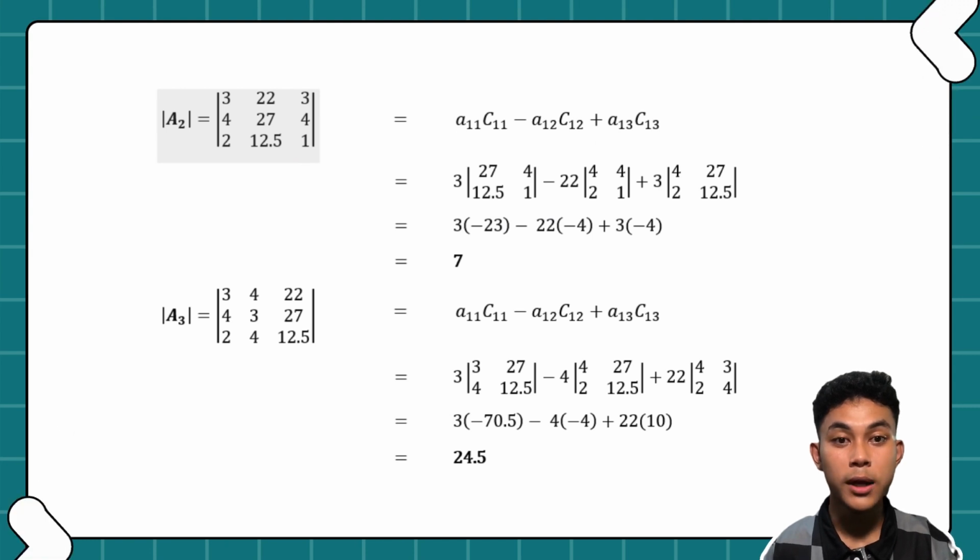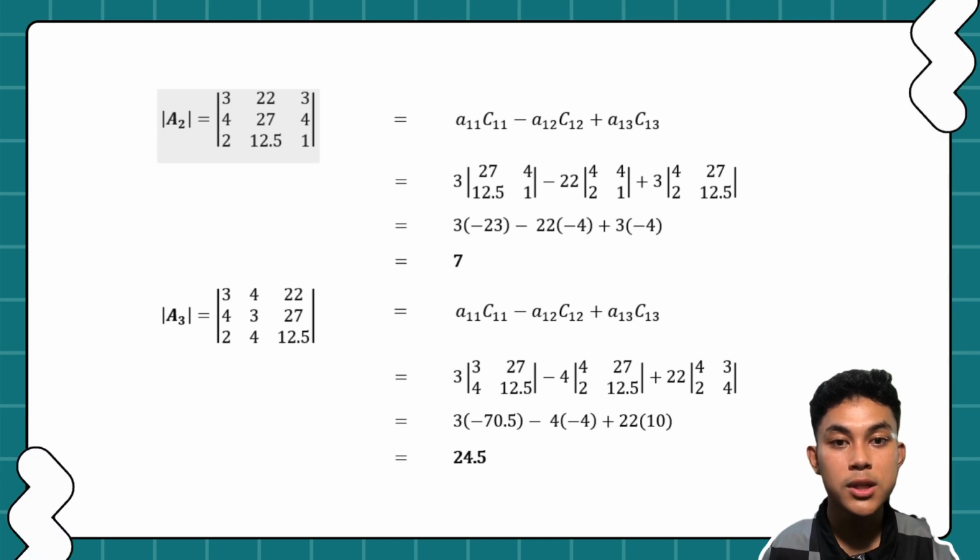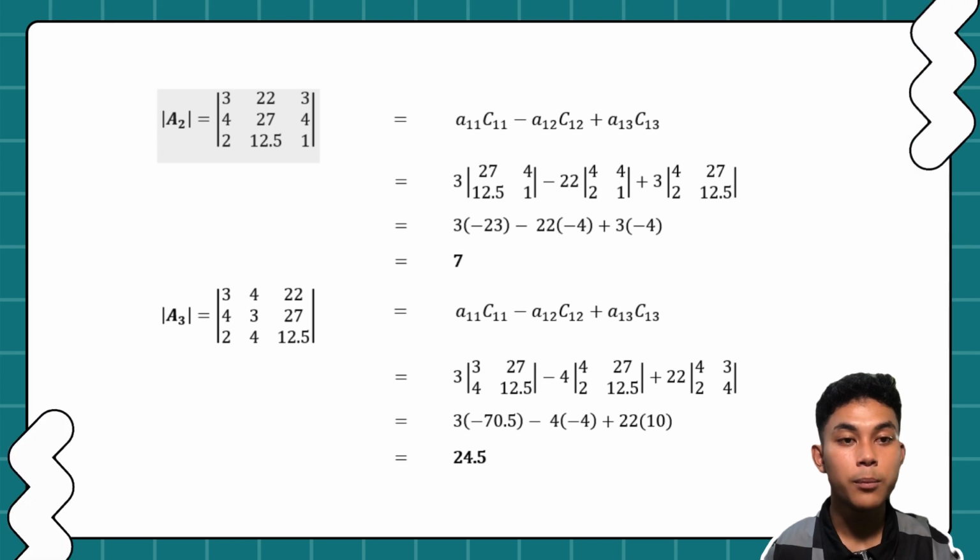For determinant of A2, we must replace matrix B into the second column of matrix A. We use the cofactor expansion along the first row: 3 times minor 1,1, minus 22 times minor 1,2, plus 3 times minor 1,3. Then we get 7 for determinant A2. Lastly, for determinant of A3, we must replace matrix B into the third column of matrix A. We also use the cofactor expansion along the first row: 3 times minor 1,1, minus 4 times minor 1,2, plus 22 times minor 1,3. Then for the determinant A3, we get 24.5.